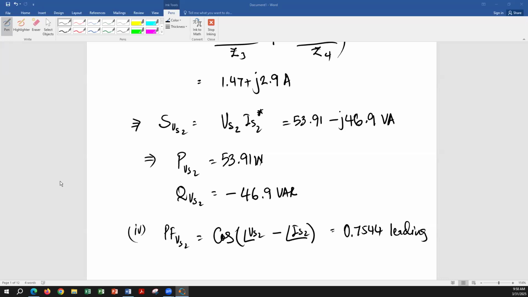And that's the second source. It is giving up the active power, and for the reactive power, the source is looking at the rest of the circuit as a capacitive load. So the power of that source is a negative value basically.